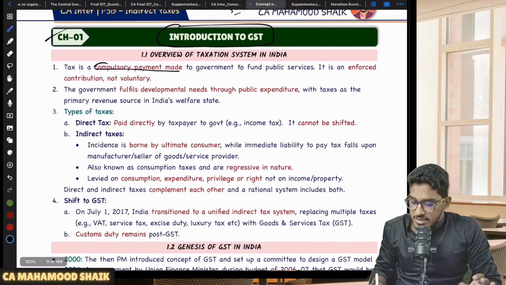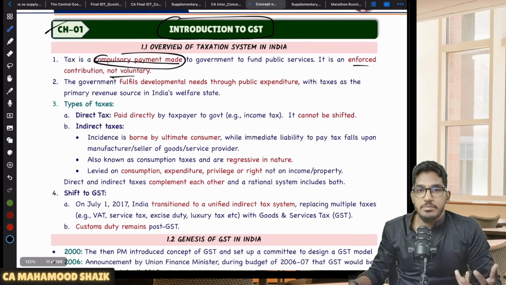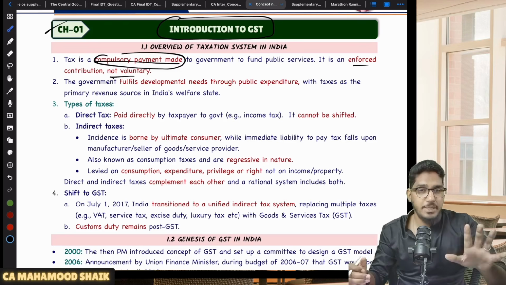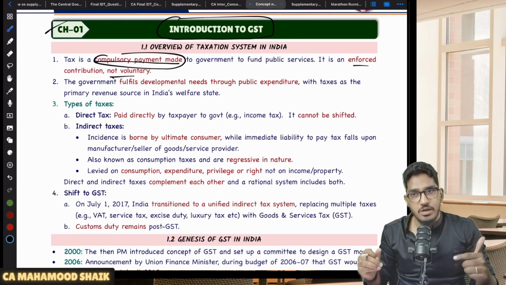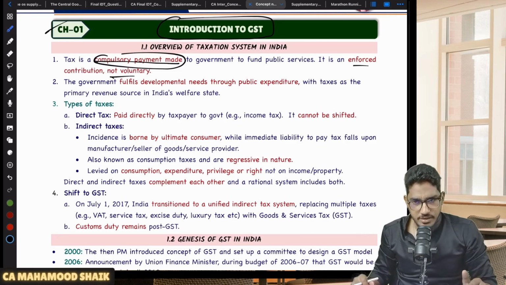So tax is something which is a compulsory payment, and it is not voluntary, it is an enforced payment. They are making you forcefully pay the amount of tax. It is not something you are paying out of your own choice. It is enforced on you, and it is definitely not voluntary.